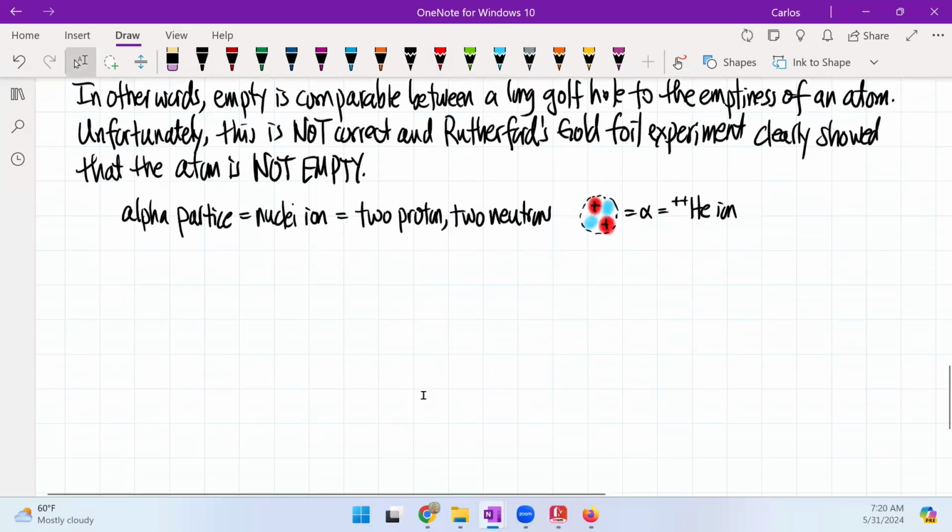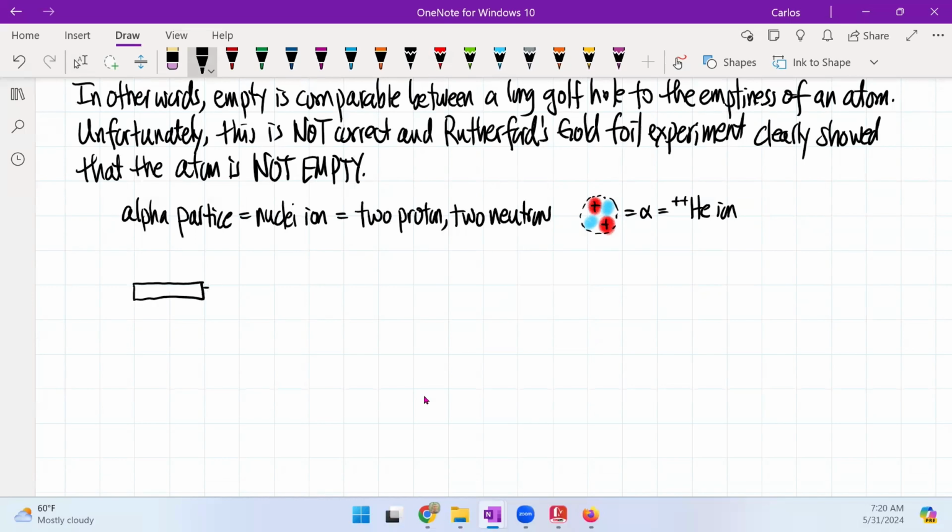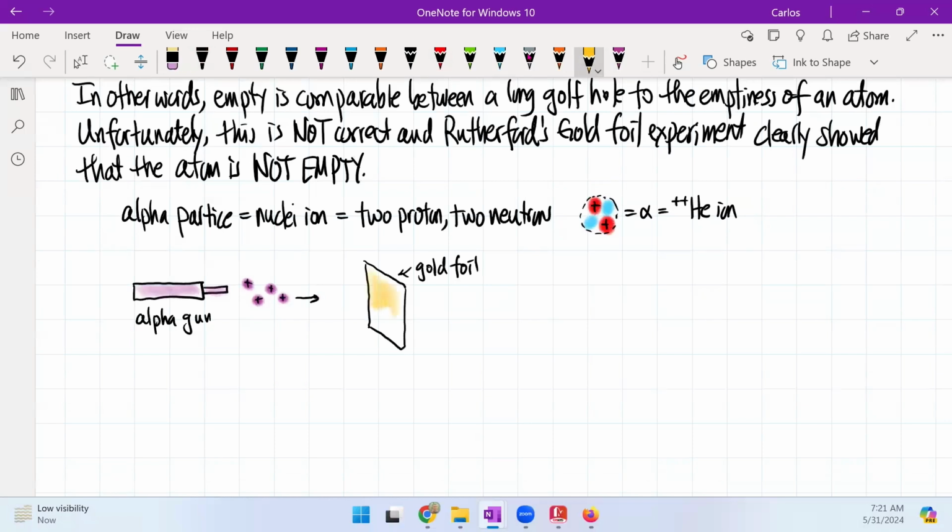So what did Rutherford's experiment do? Well, it had a high energy alpha gun. So this right here is our alpha gun, and it's shooting alphas. It's shooting these very, very intense ions with a lot of energy. These guys are positively charged and they're coming in at really high speeds. And over here, there's this very thin gold foil. If you've ever played with gold foil, it's really easy to tear just by blowing on it. So it's a very delicate thing.